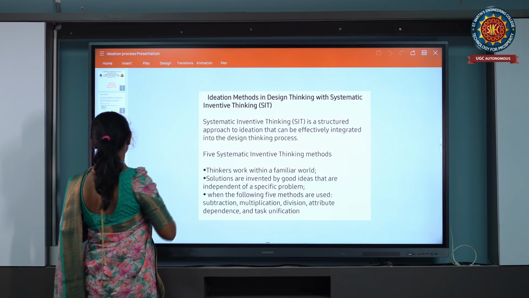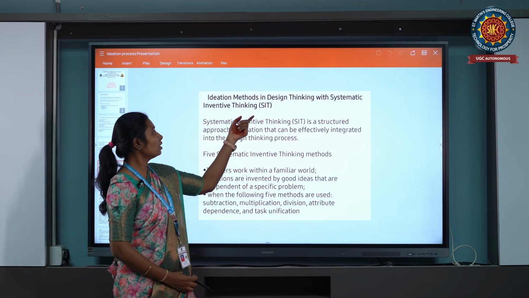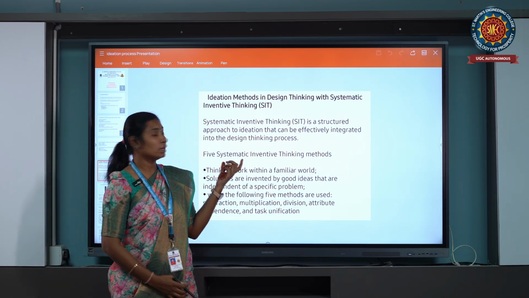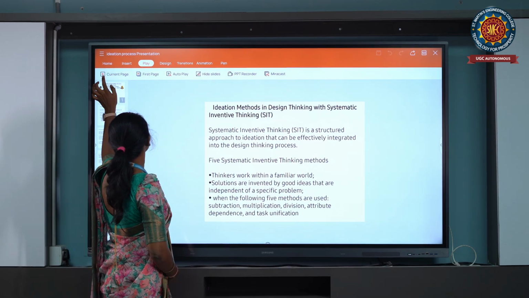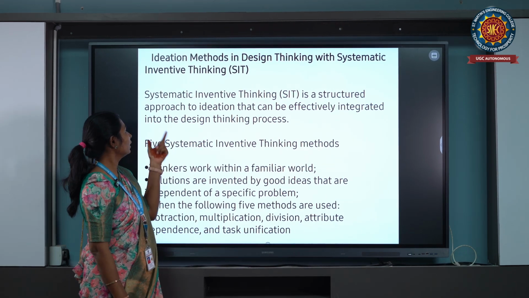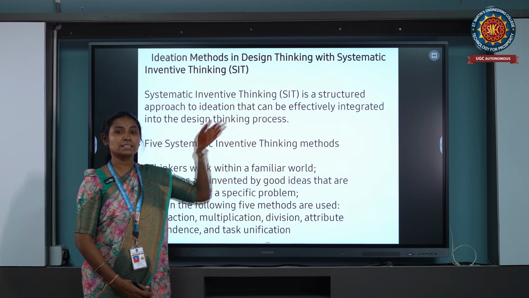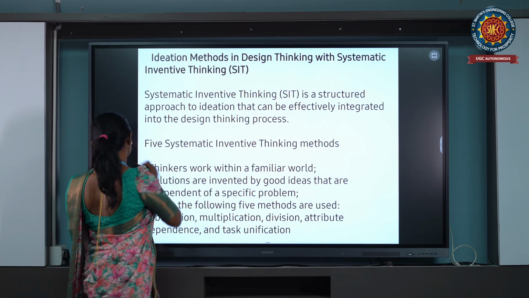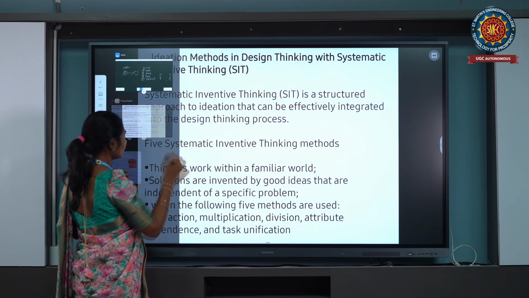Okay, and next, SIT. SIT is systematic inventive thinking. It means that it is a structured approach which we are giving to the customer. In systematic inventive thinking, we have the process step by step: which is first, which is second, which is third. Just now we took the coffee shop example, and in that we discussed these things.